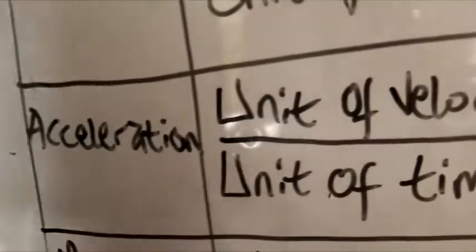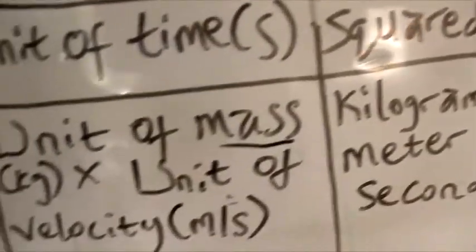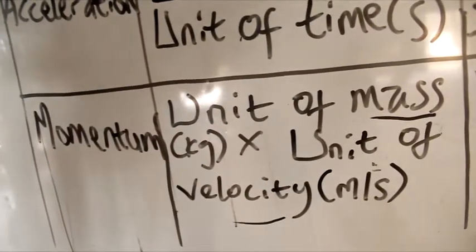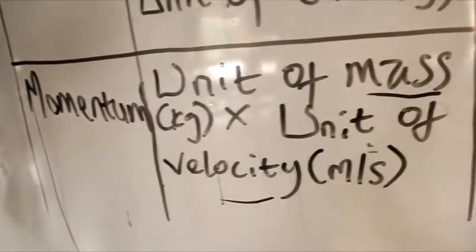The symbol is m/s. This dash, we call it per. So it is meter per second. The same thing with acceleration, and the same thing with momentum. Momentum is unit of mass, a fundamental quantity, times unit of velocity, a derived quantity. One thing I forgot to add is that derived quantities can also be gotten from other derived quantities.